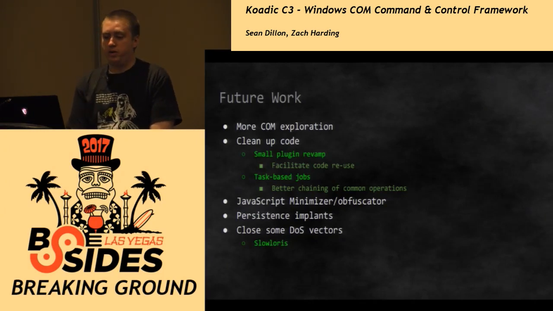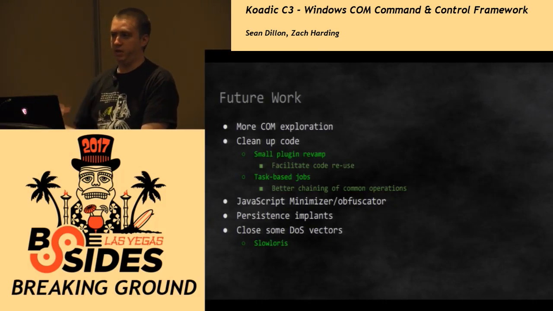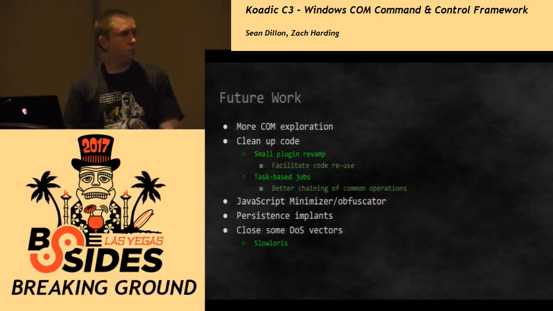I don't like releasing dirty code, but some of the code's rushed. I'm kind of a perfectionist when it comes to code, so I'll probably be fixing up a few things at least. A little bit of a plugin revamp. There's a little bit of code reuse between plugins that I want to clean up. And then also I want to make jobs task-based. So if they're doing a lot of the common things, we can not have to rewrite a lot of that code.